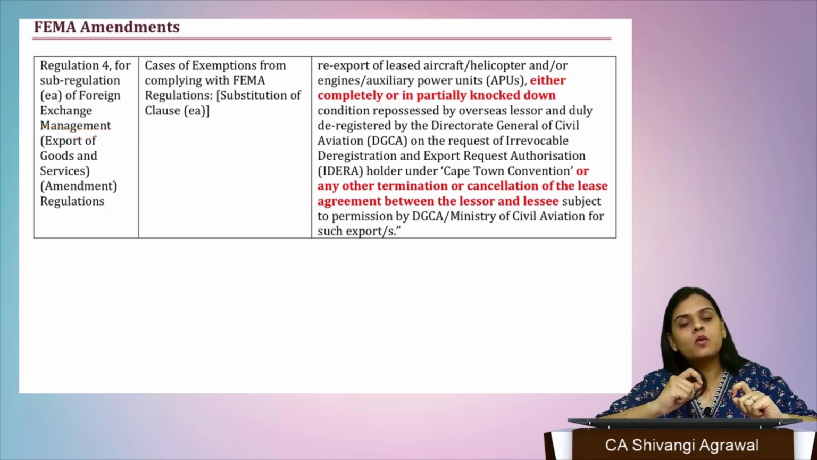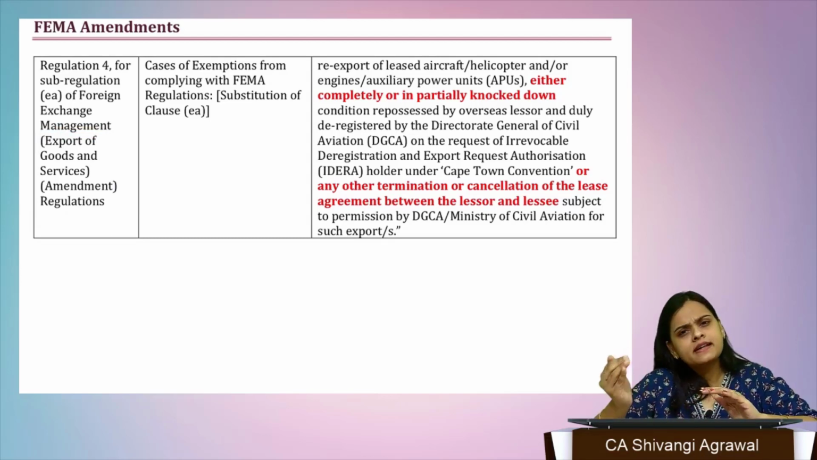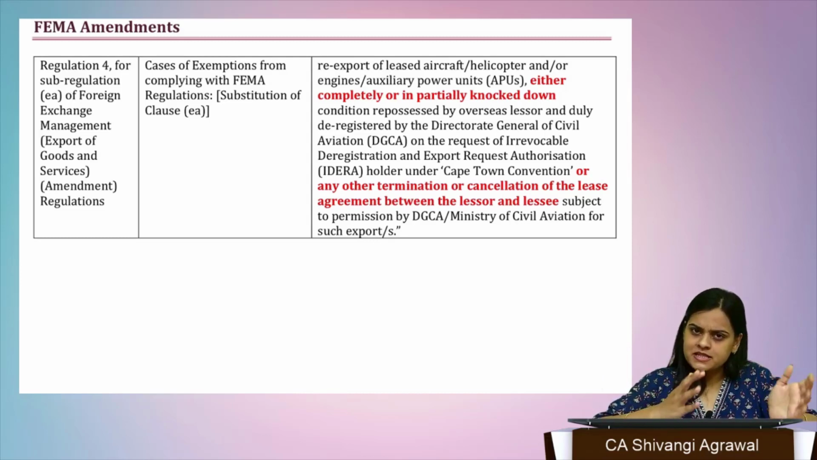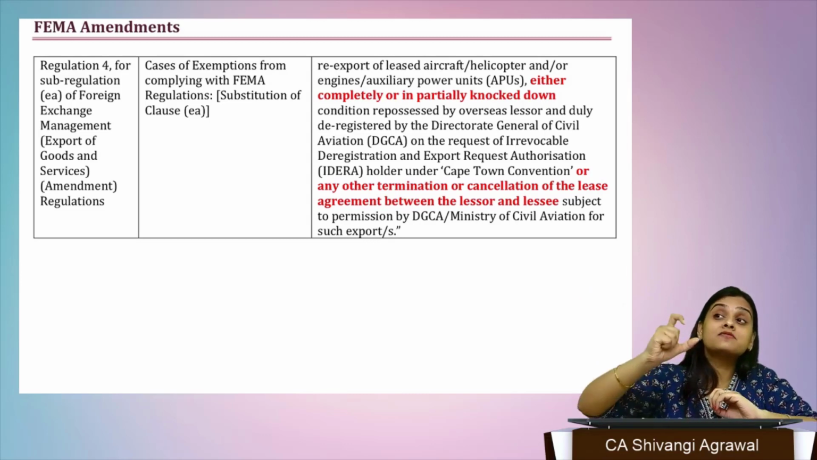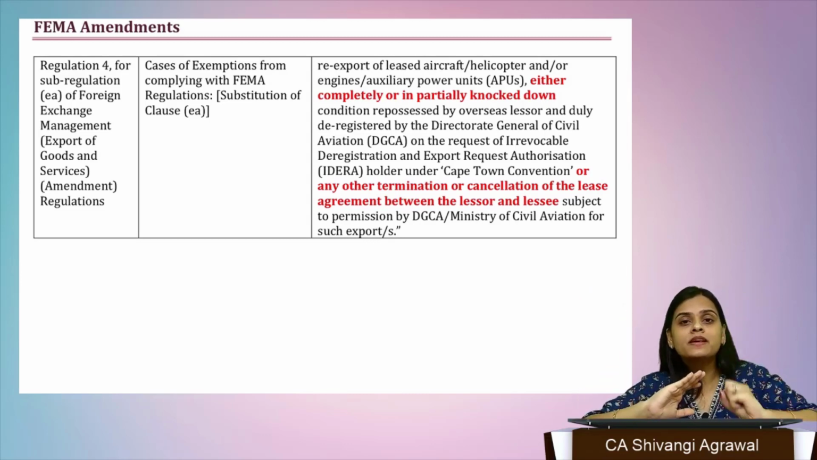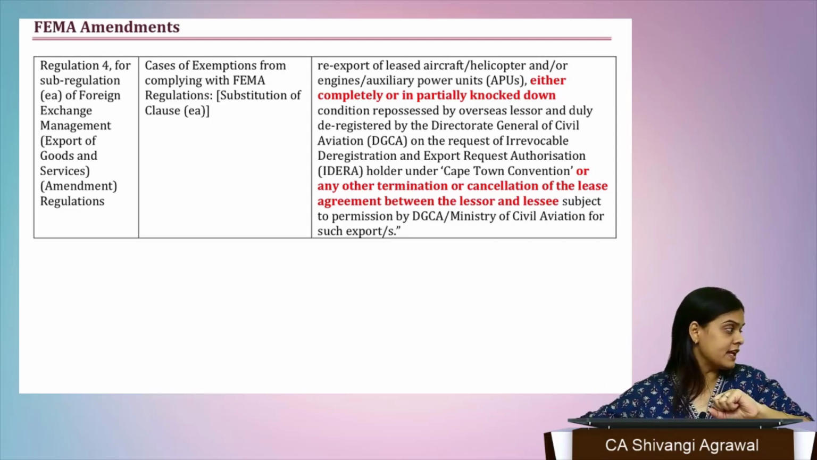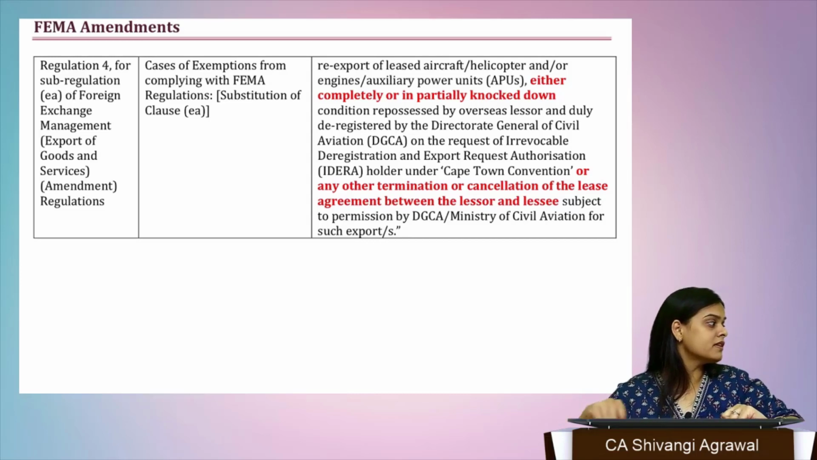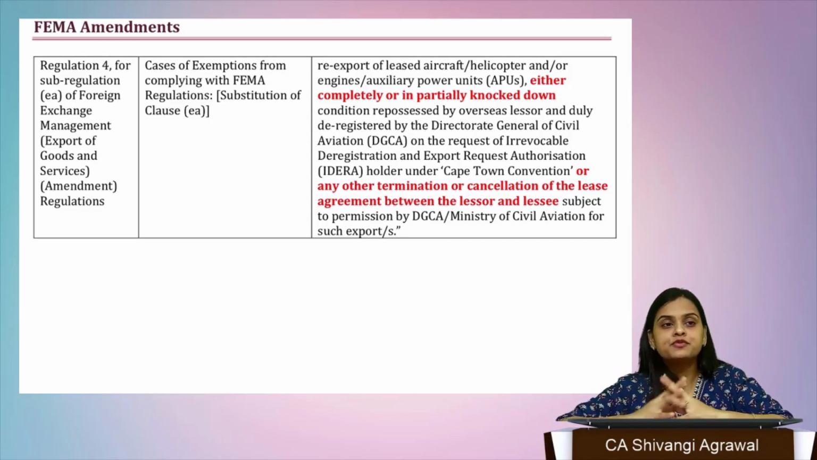If I quickly recall it, whenever a company is exporting something, then they have to furnish a declaration in the prescribed forms. What am I exporting? What is the value of the export? Because as against exports, they enjoy a lot of exemptions and benefits. So they need to give a proper declaration. So they have to furnish the forms accordingly.